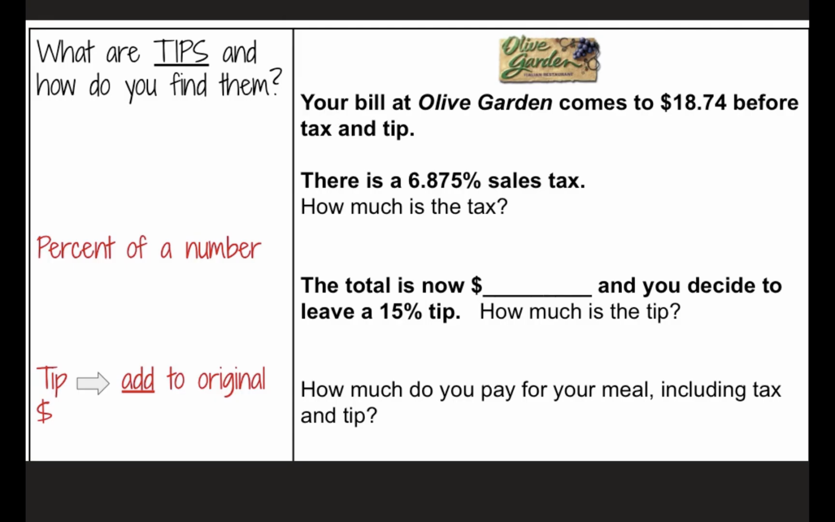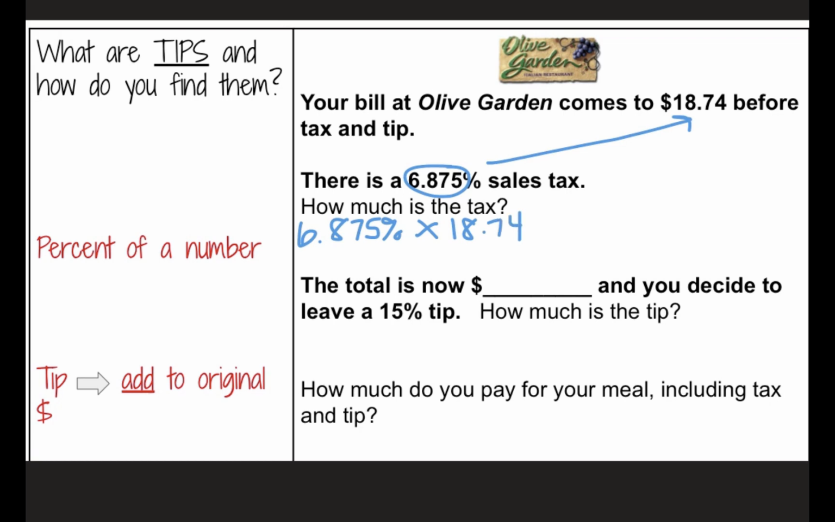Your bill at Olive Garden comes to $18.74 before tax and tip. There's a 6.875% sales tax. How much is the tax? Let's start by calculating the tax for our meal. We need to take this percent of the cost of our meal. So it's 6.875% of our bill, $18.74.